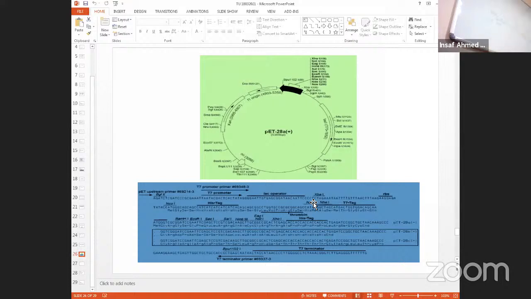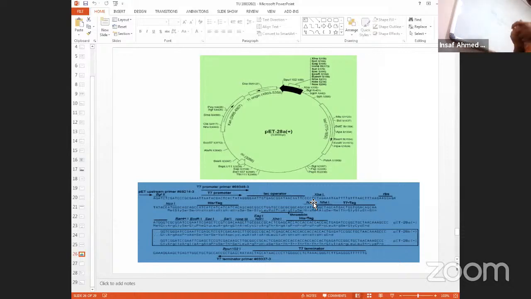Now what will happen if your gene of interest is extended from here to here? When you cut with EcoR1, you will easily get an overhang, and a similar overhang will be present in your expression vector. So that is the reason you have to introduce a restriction site.